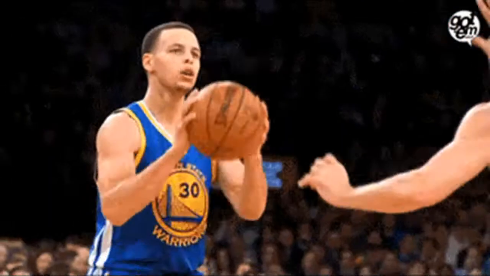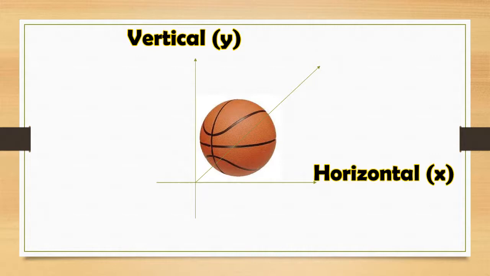Take a basketball for example. When a basketball is thrown, it can be broken down into a vertical and horizontal component, which is represented by the y-axis and the x-axis respectively. In other words, the basketball will experience moving along vertically and horizontally at the same time.